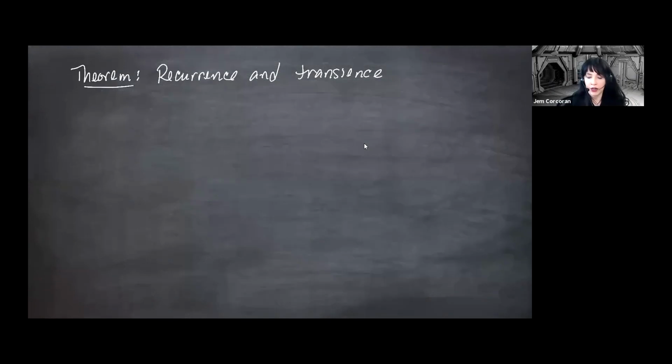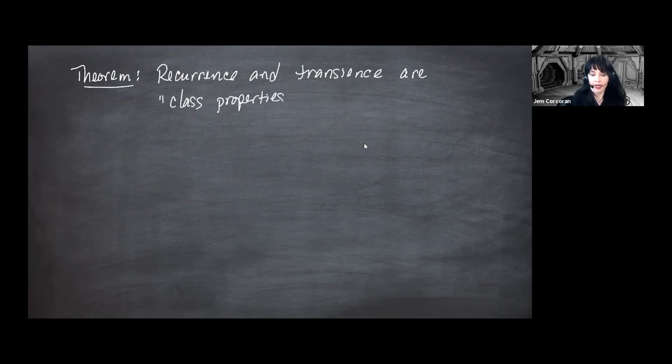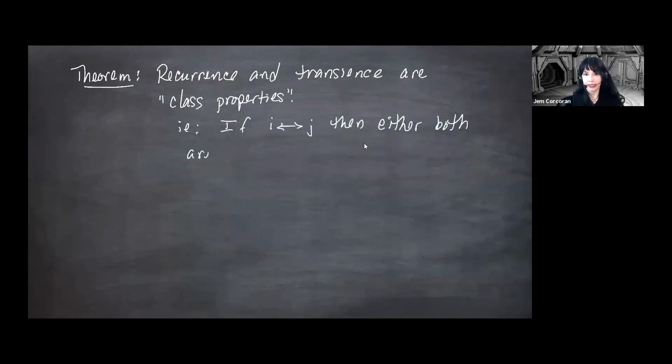So these are class properties. And this means, i.e., if I communicates with J, then either both are recurrent or both are transient. This question came up last time and I had a really poor explanation, like, well, you leave the set and then you can't come back, but here, let's prove it.